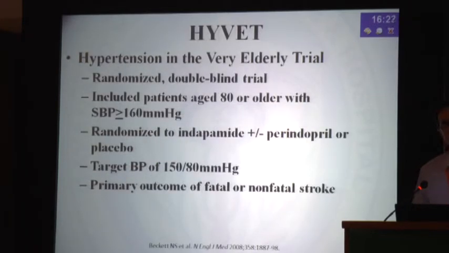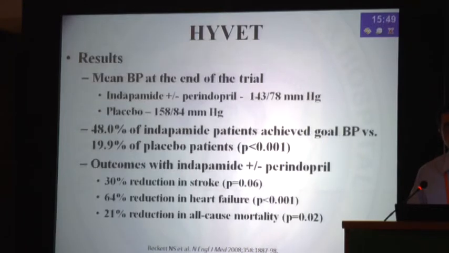So this trial, HYVET, which was published in 2008, was in fact acclaimed as one of the best trials in the last 10 years. Now this was a randomized double-blind trial which included close to 4,000 patients. They included patients who were 80 or older with a systolic blood pressure of more than 160. The patients were randomized into two groups to receive a diuretic, indapamide, with or without perindopril, or a placebo. The target blood pressure was 150 by 80, and the primary outcome was a fatal or non-fatal stroke.